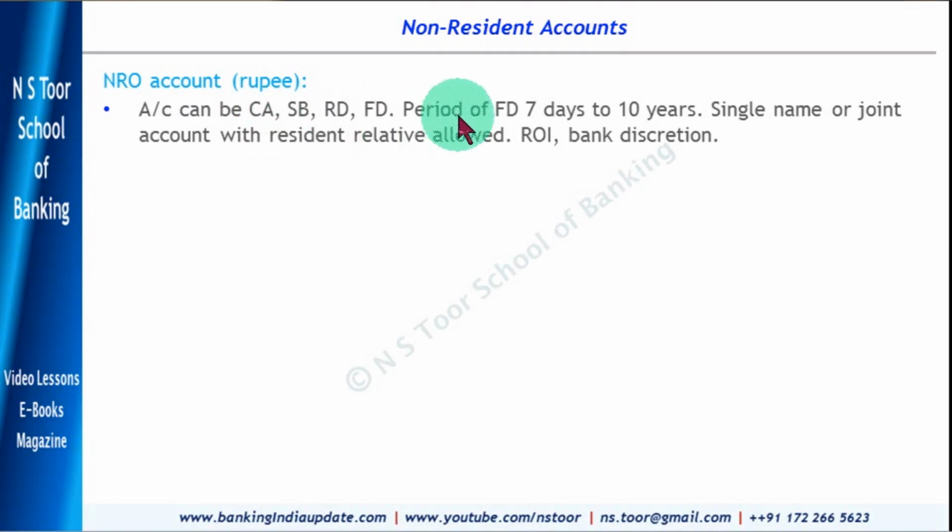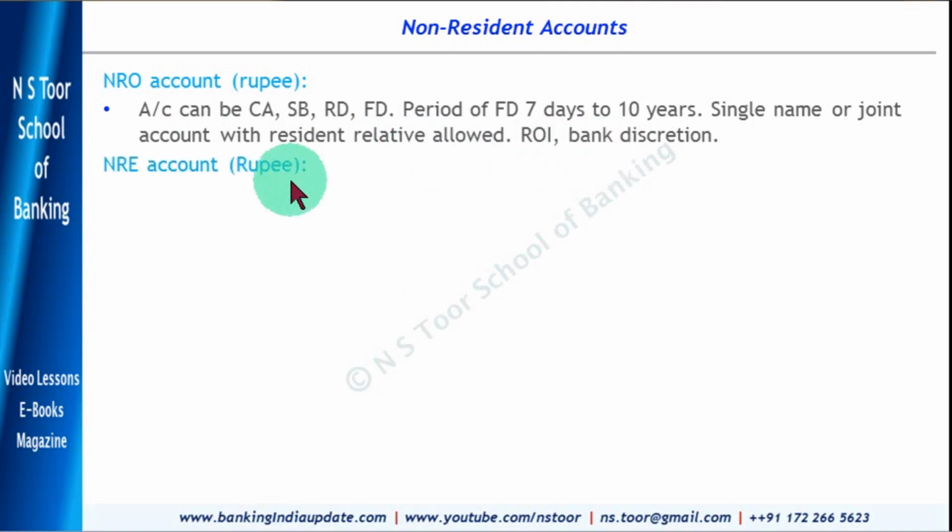The period of this deposit is at the discretion of the bank, meaning minimum 7 days and maximum 10 years. This deposit can be in a single name or in a joint name also. When it is in joint names with a resident relative, then it is only a former or survivor account. As regards rate of interest, it is at the discretion of the bank concerned.